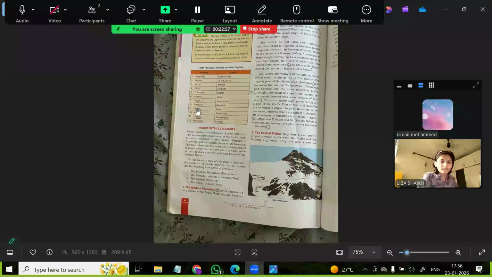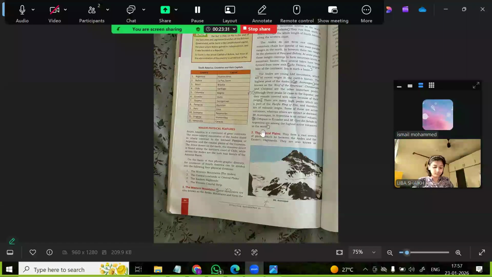And the next important capital here is Peru. The capital of Peru is Lima. And Brazil is Brasilia. You can remember. The next important is Chile. Chile's capital is Santiago. So at least you should remember Argentina, Brazil, Chile, and Peru. If you can't remember all 12, at least you should remember these four countries and their capitals.